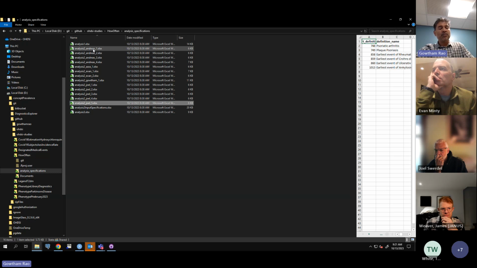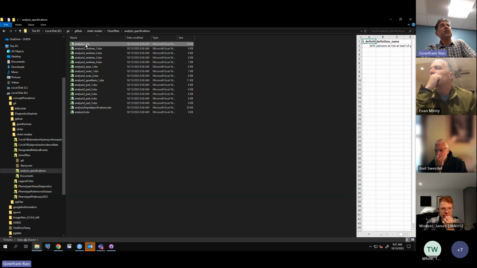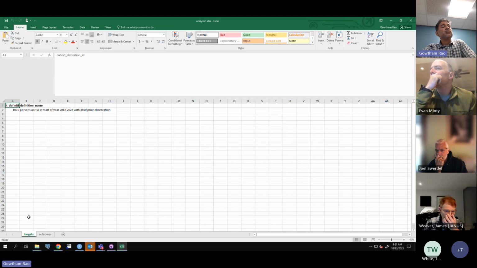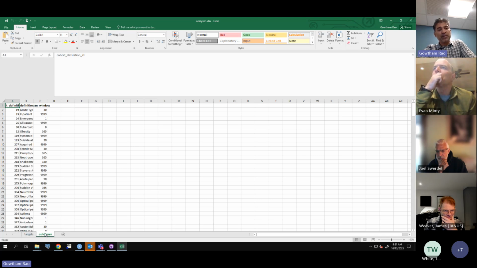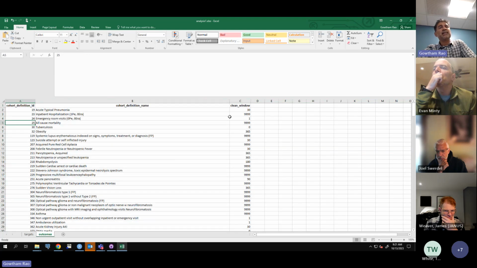These are the set of questions from the community about what the community was interested in learning from the background rate. If I click on this analysis 1 document, it has 2 tabs here. One is targets and the other is outcome. So the way you think about it is, among this target, what is the incidence of any of these outcomes? And as part of incidence rate analysis, there is a clean window and a time at risk specification that's part of the protocol.